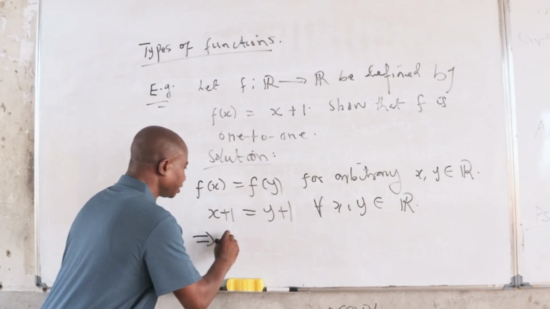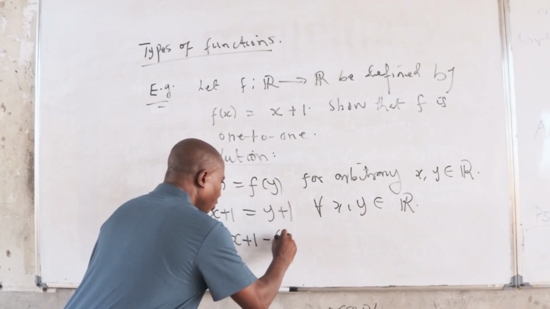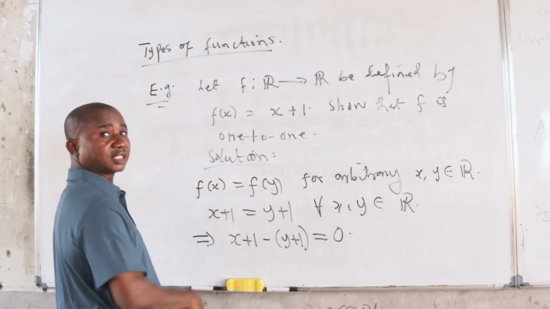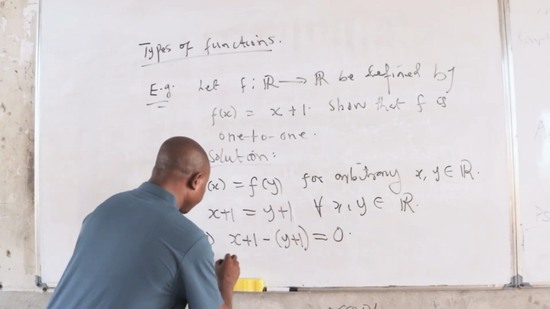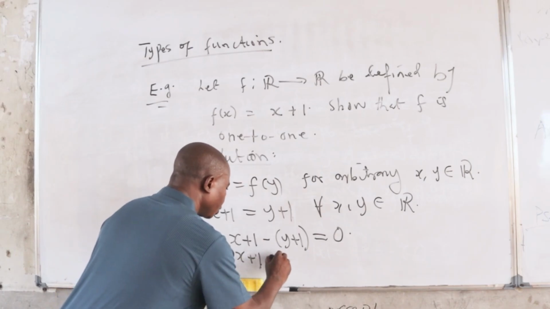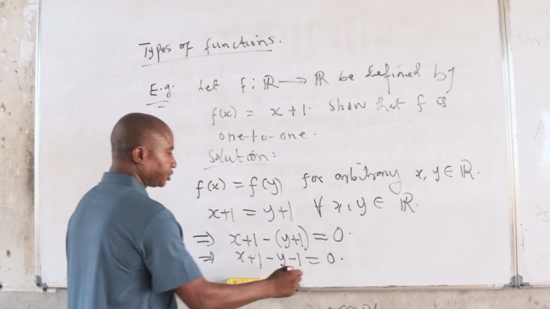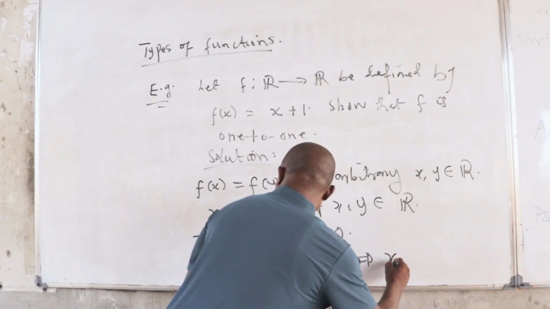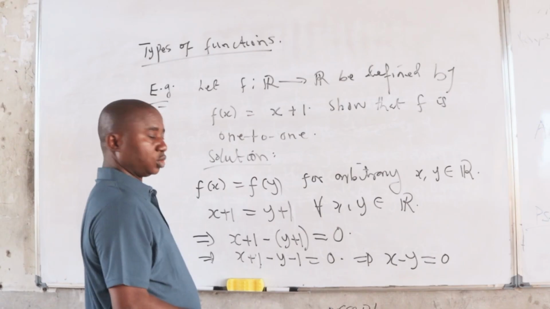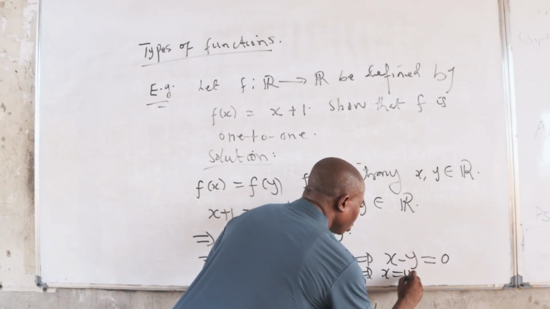This means that x plus 1 minus (y plus 1) is equal to 0. Just take this to the other side of the equality. And if we open this, it means again that x plus 1 minus y minus 1 is equal to 0. And if this happens, it means also that x minus y is equal to 0, because 1 minus 1 will go. And what does this mean further? This further means that x is equal to y.